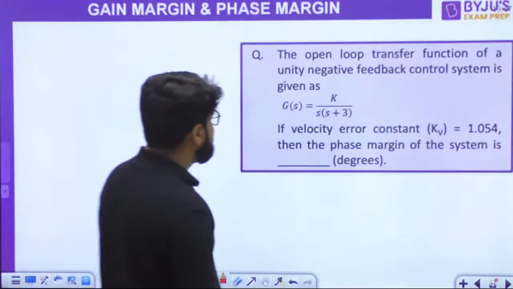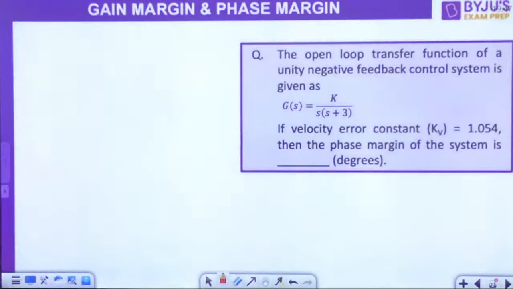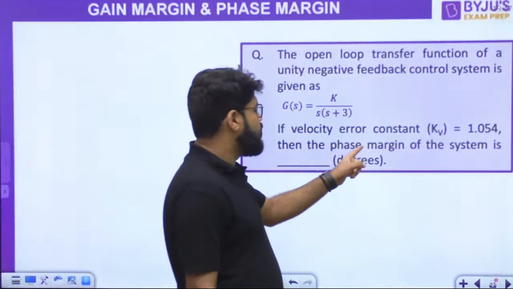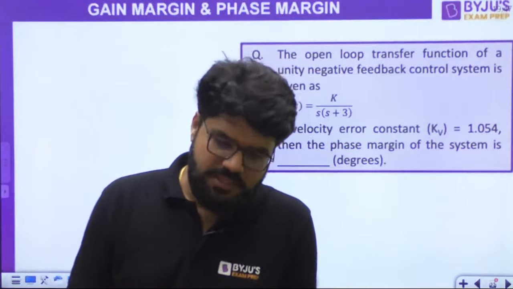Presenting the next question in front of you, again on the phase margin. The open loop transfer function of a unity negative feedback control system is given to you: G(s) equal to K upon s(s plus 3). If the velocity error constant Kv is 1.054, what is the phase margin of the system? Calculate the phase margin of the system.